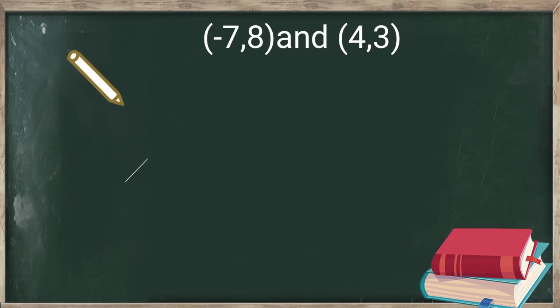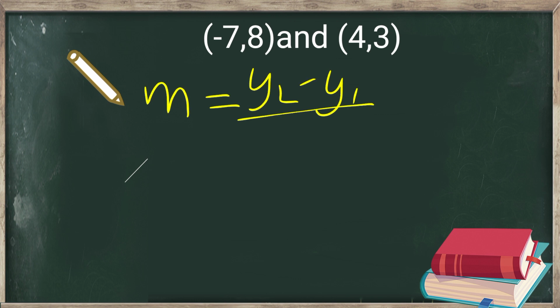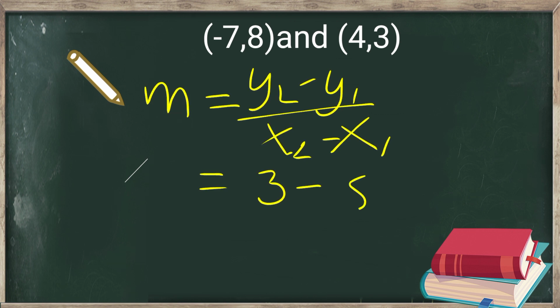Okay, next given, negative 8, comma, positive 8. Negative 7 rather, comma, positive 8, and 4, comma, 3. So, we use the formula in getting the slope as y sub 2 minus y sub 1 over x sub 2 minus x sub 1. So, we need to substitute it. We have 3 minus 8 over 4 minus negative 7.